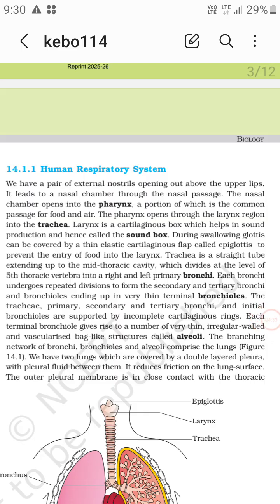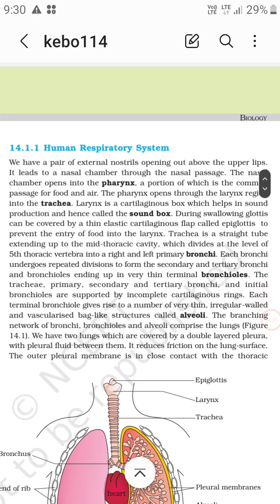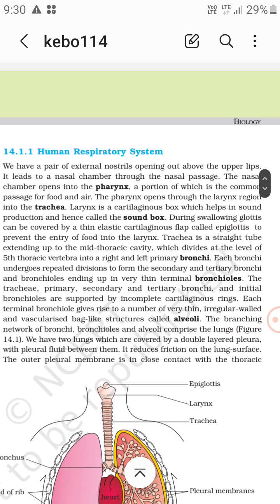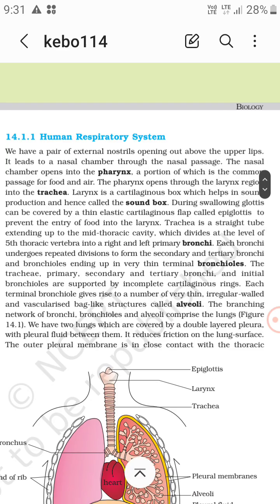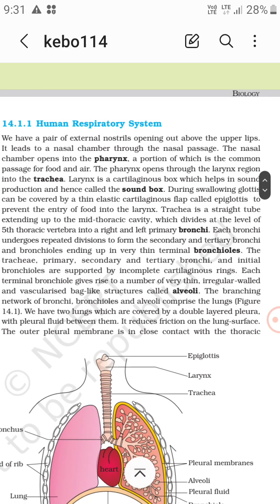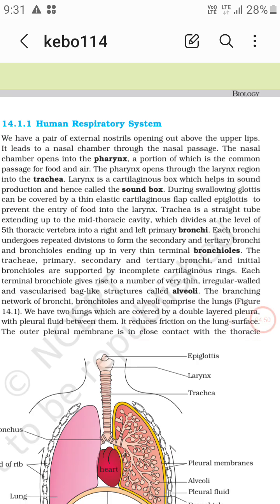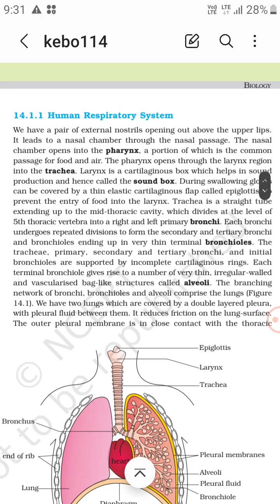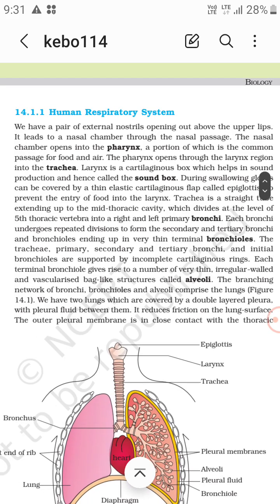The trachea, primary, secondary, and tertiary bronchi and initial bronchioles are supported by incomplete cartilaginous rings. So from the trachea to the initial bronchioles, they are supported by incomplete cartilaginous rings.